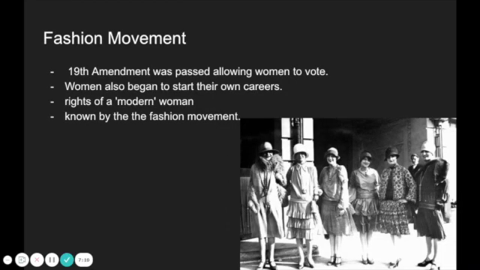What is now known as the feminist movement was the 19th Amendment, when it was passed for women to vote. Women also began their own careers, their own futures as independent women, known as the feminist movement.